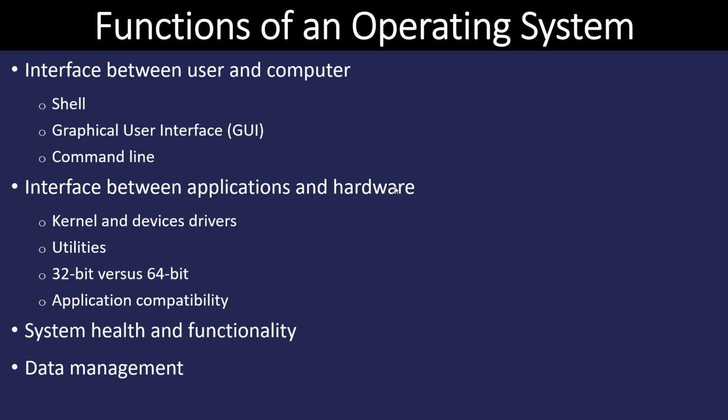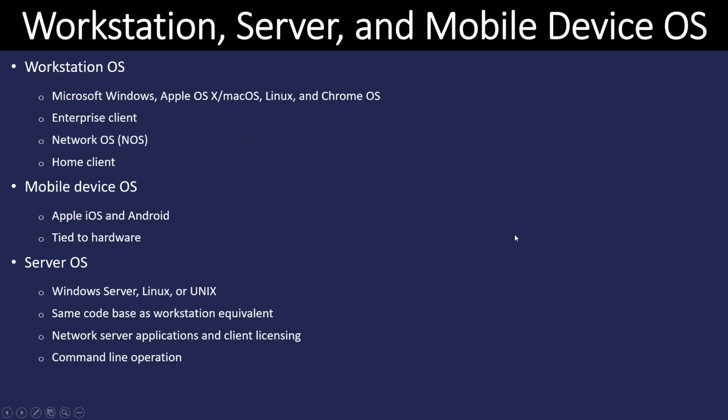The operating system also gives us access to the system health and system functionality features built into it. As we progress through this course and other courses, we'll dive a little bit deeper into those subjects. The other thing an operating system gives us is the ability to manage our data in the form of files and folders and to keep things organized. So when we press the save button and we tell it what folder to put things in, the operating system is controlling that.